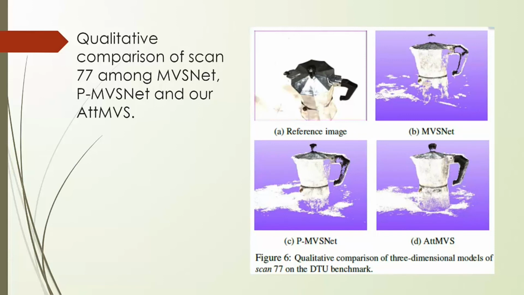So this is the output that we obtained on the scan 77 image, where you can see the reference image at the top, which is a glass jar. The other methods were not able to completely reconstruct the image. Our filtering method has reconstructed the image completely.